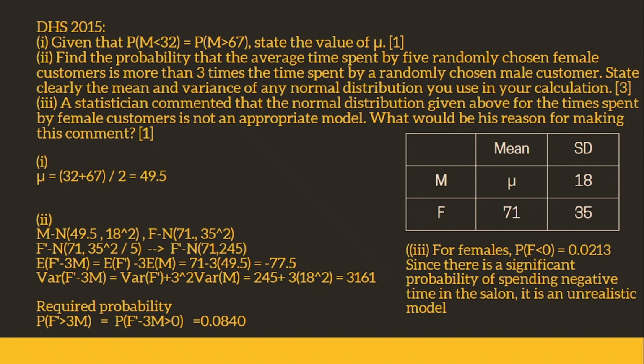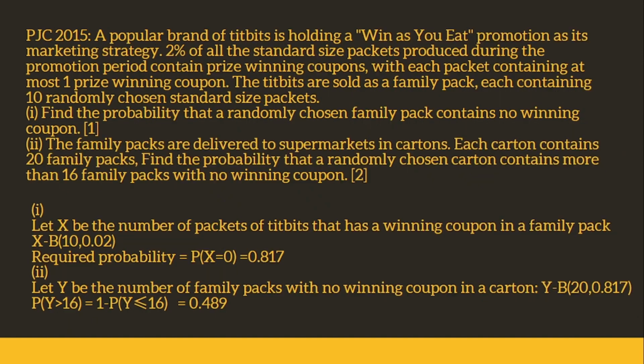Then for the last part, how do you decide whether this is an appropriate model or not? For any question like this, to solve this part, we are basically going to find the probability that something is less than 0. When we put it into the GC, we find that in this case it's 0.0213, which is about 2%. It's still a significant probability. But obviously we cannot spend negative time in the salon. So in that case, this is how we argue that this is an unrealistic model.